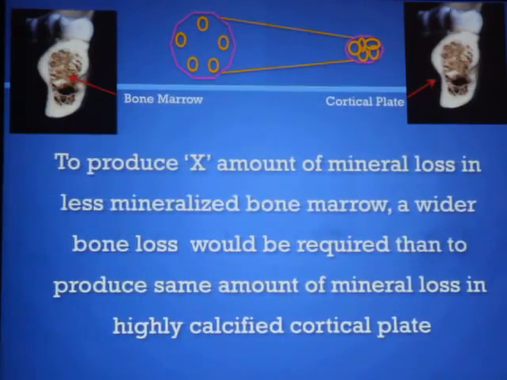So to produce, we can see on the screen here, it's a bone marrow here and a cortical plate on the outside. As we know that the bone marrow would have less mineral as compared to the cortical plate, we will need to remove more marrow bone to get the same contrast as we need in our cortical plate, which will be a very smaller quantity of mineral loss.